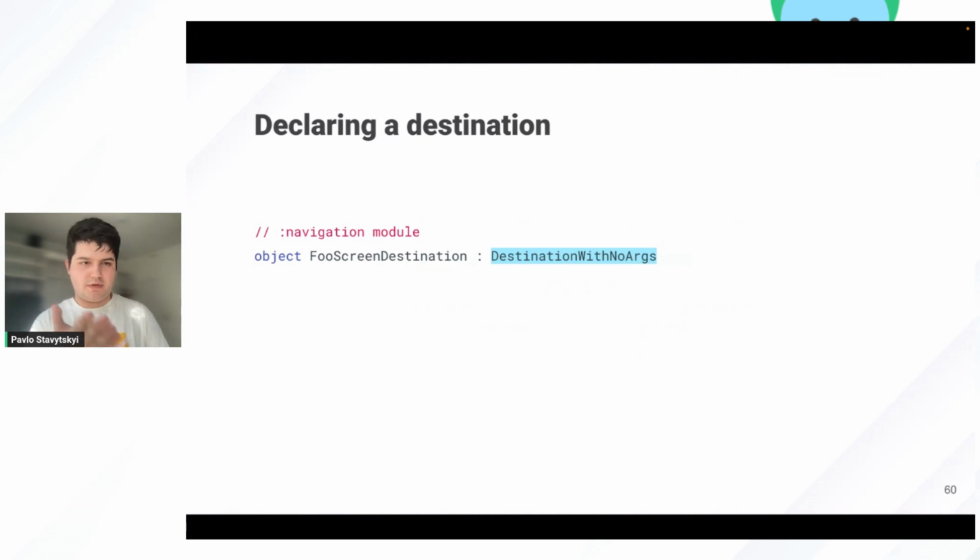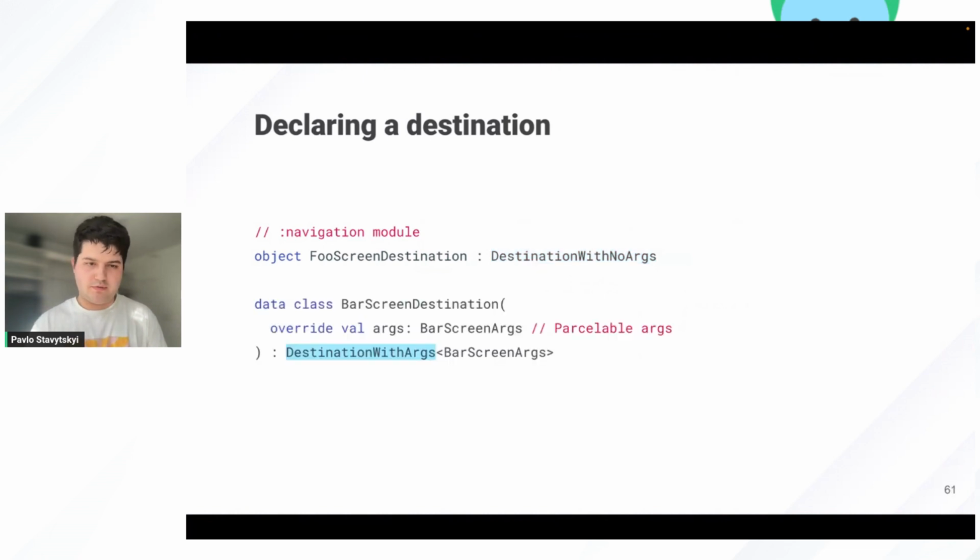Let's see how it works. Again, we have a destination module. We just define a simple object called destination, and we need to implement destination with no args. Or if you want args, you define a destination which implements a different class, and you can give it parcelable args. So those are simple data classes, and you can see there is no logic in that navigation module. It's a pretty lightweight thing. But the key requirement is that both features and both screens can have a reference to that destination instance.